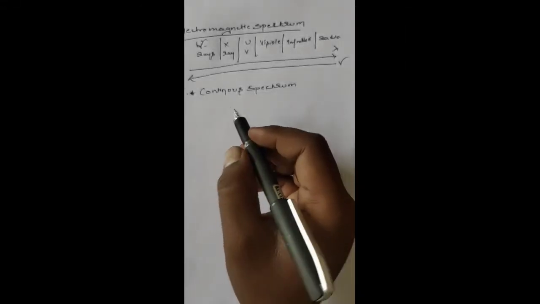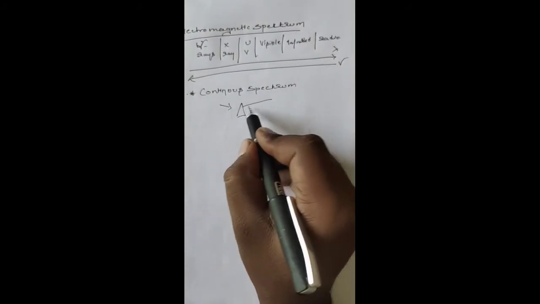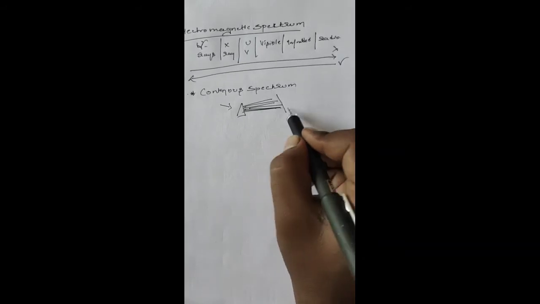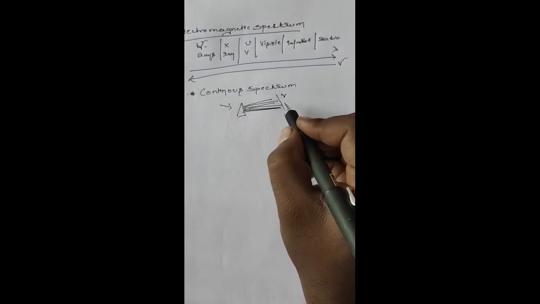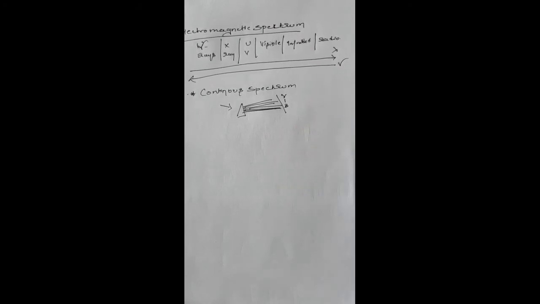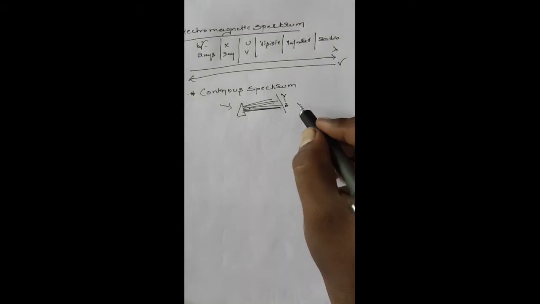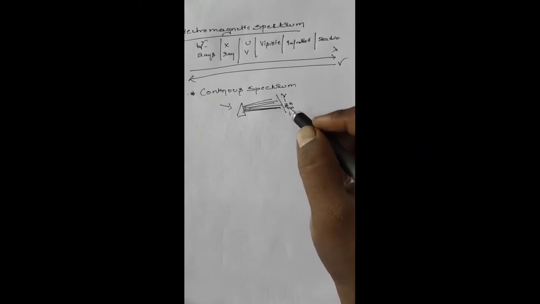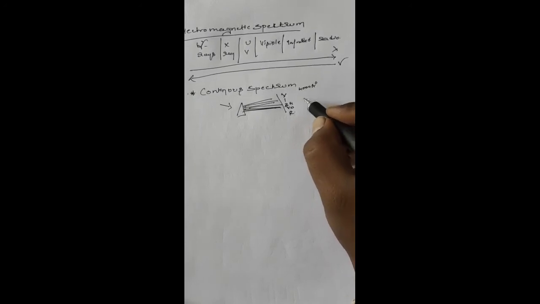In the continuous spectrum, white light is passed through a prism. It shows VIBGYOR. It comes from 4000 angstrom to 6500 angstrom. It is called a continuous spectrum, continuously passing through a series of bands. Violet is a short wavelength, high frequency. Red is a longer wavelength, lower frequency. Correct? Next we studied the atomic spectrum.